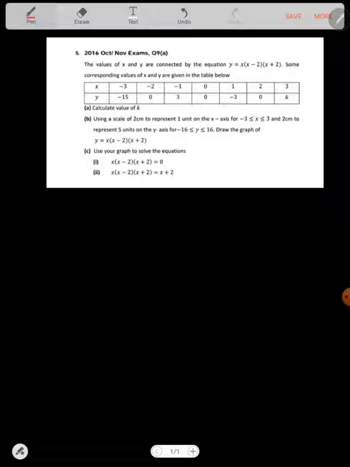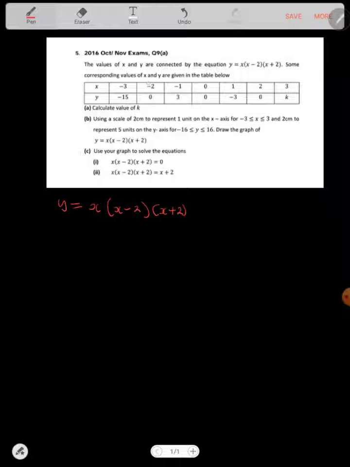For those who I teach here on Telegram, make sure you pay attention because these questions are likely to come. The values of x and y are connected by the equation. So we have the equation that is connecting the values of x and y, which is y is equal to x, open brackets, x minus 2 and x plus 2.